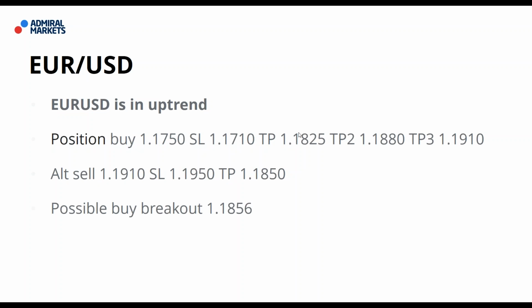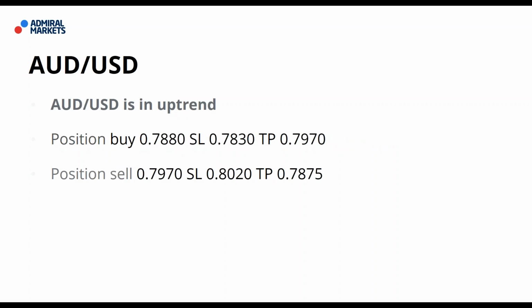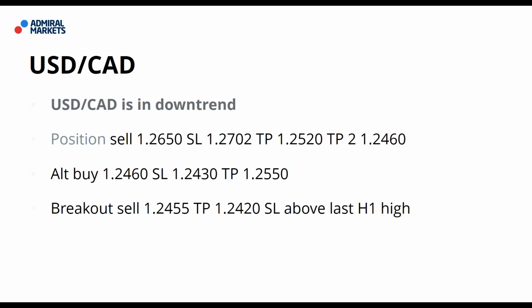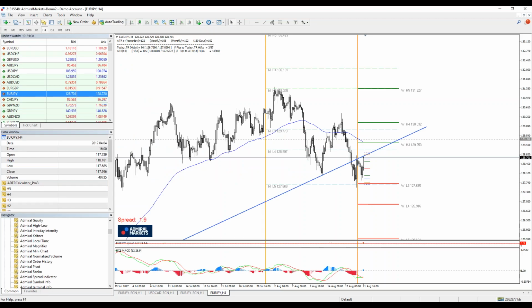This is euro dollar. This is pound dollar. This is Australian dollar. This is dollar CAD. And this is euro yen. Navin is saying that yen pairs are very good for scalping. Yes, Navin, indeed. They are excellent for scalping.